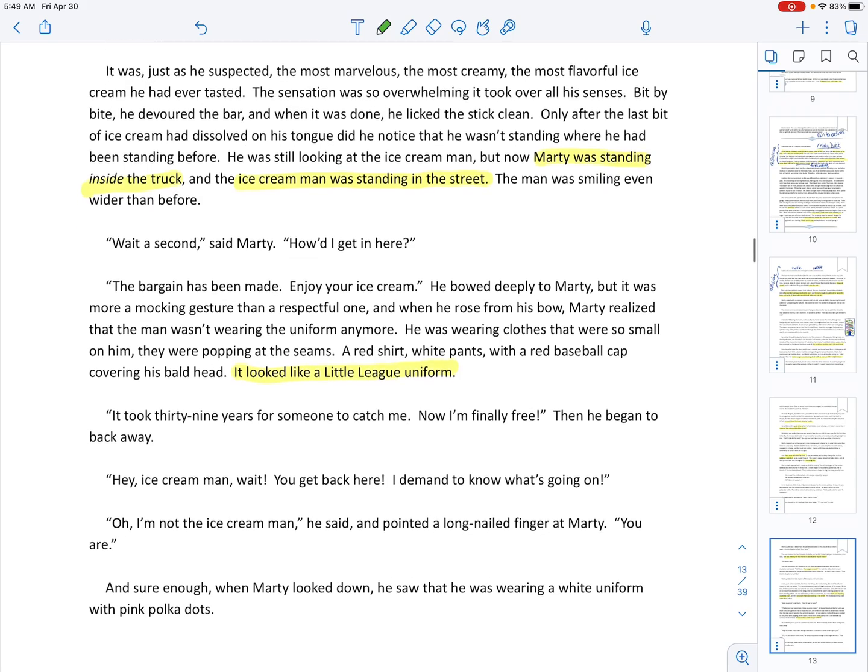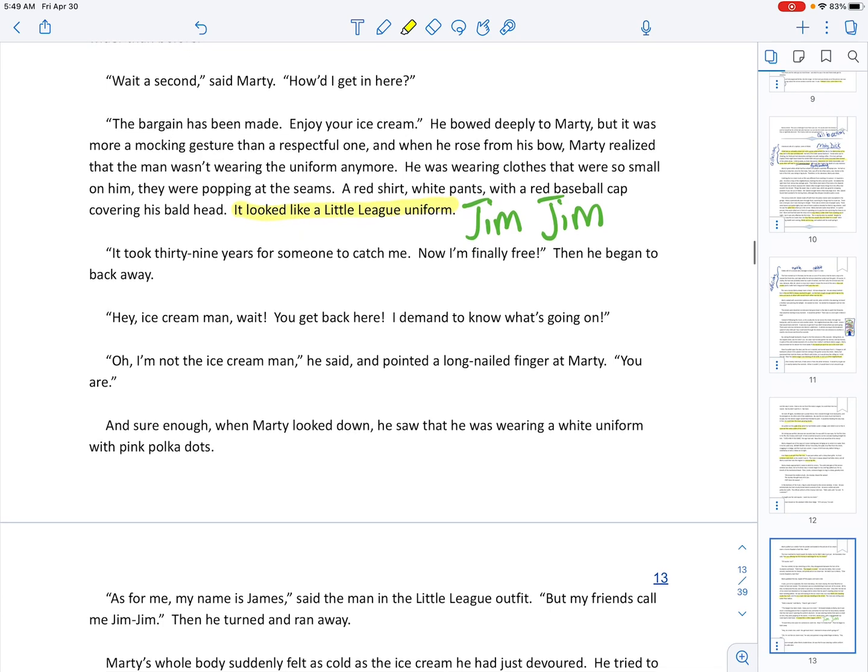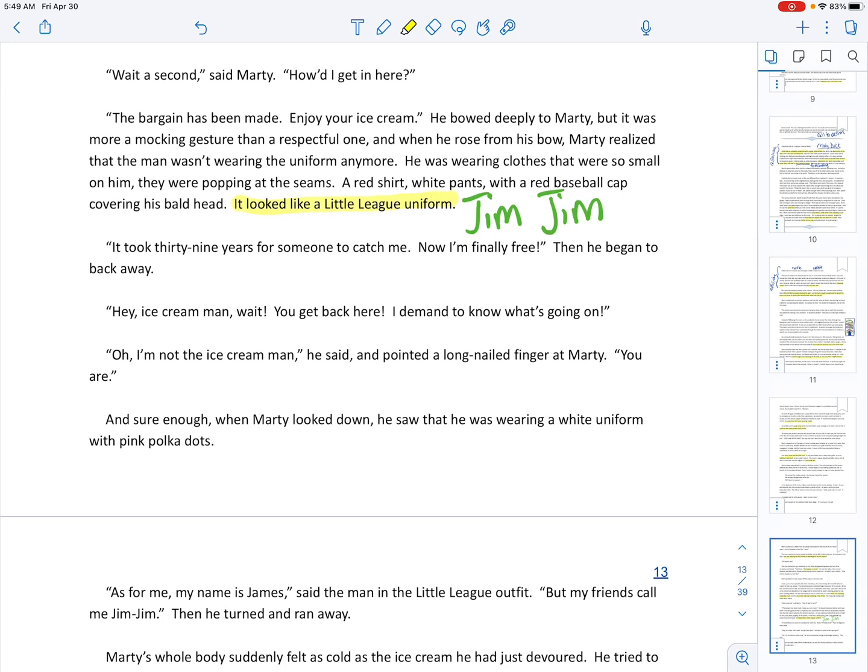Who is this, guys? Somebody we remember from an illusion. This is Jim Jim. So now we know what happened to Jim Jim Jeffries. He did disappear because he got basically sucked into the ice cream truck.